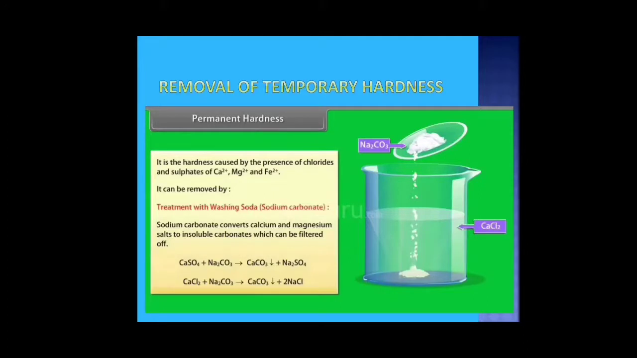There's one more method of removing temporary hardness, that is by adding washing soda. So if you treat hard water with washing soda, in this case also calcium sulfate plus sodium carbonate gives us calcium carbonate and sodium sulfate, and calcium chloride plus sodium carbonate gives us calcium carbonate plus NaCl. So here in both the cases we see that calcium carbonate is precipitated, and once it is precipitated, that is, it is in solid state, it is insoluble and we can easily filter it out. So washing soda also helps removing hardness.